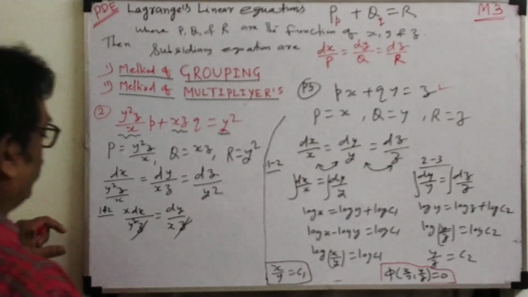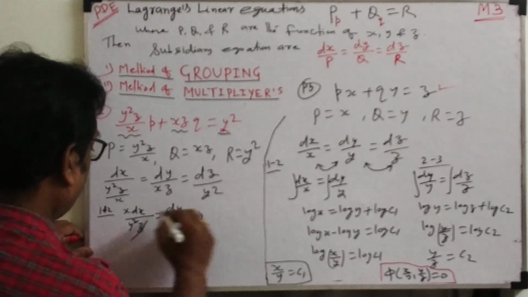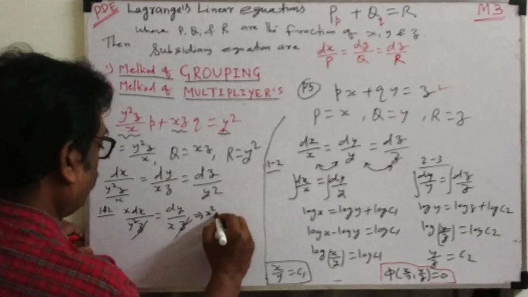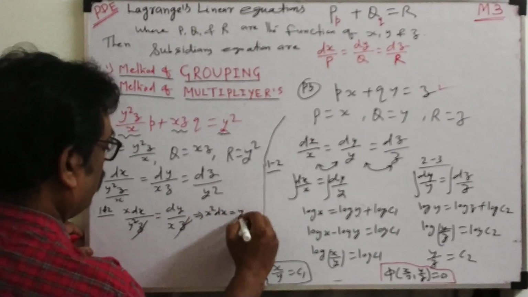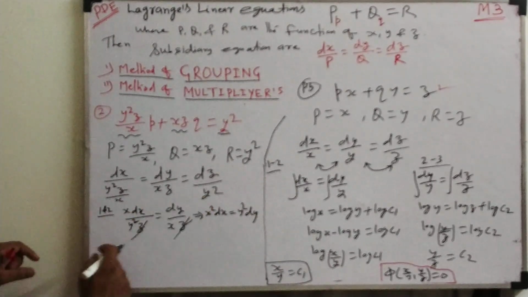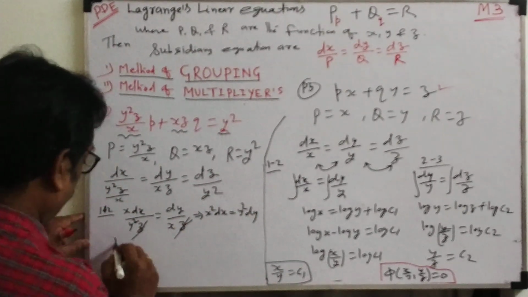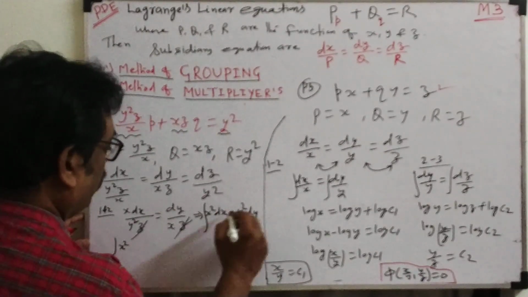So okay, xz will get cancelled. So what can we write here? x square dx equal to y square dy. Cross multiplication, this will come. Now integrate both sides. So what will come on integration?